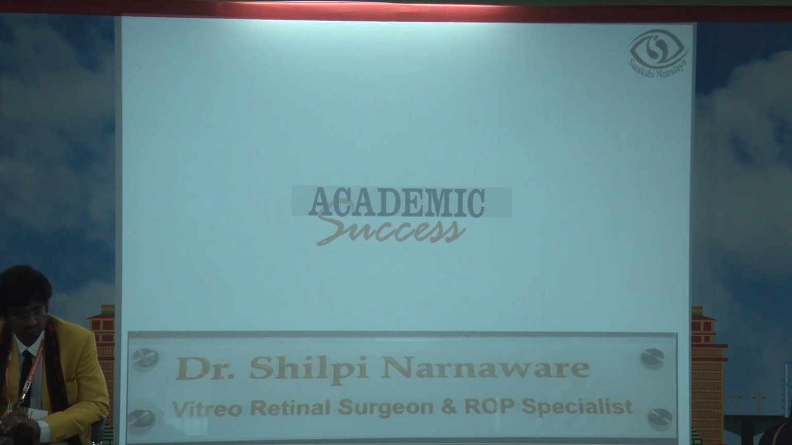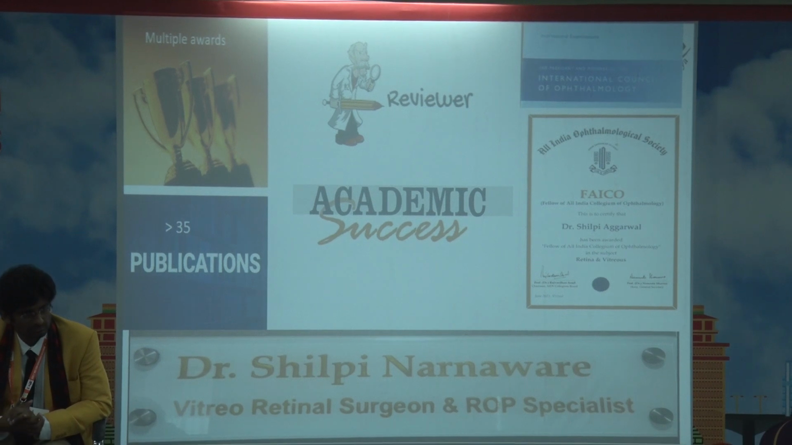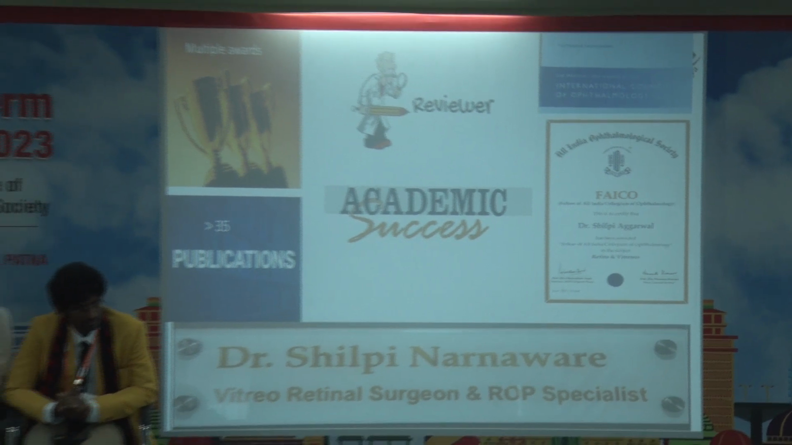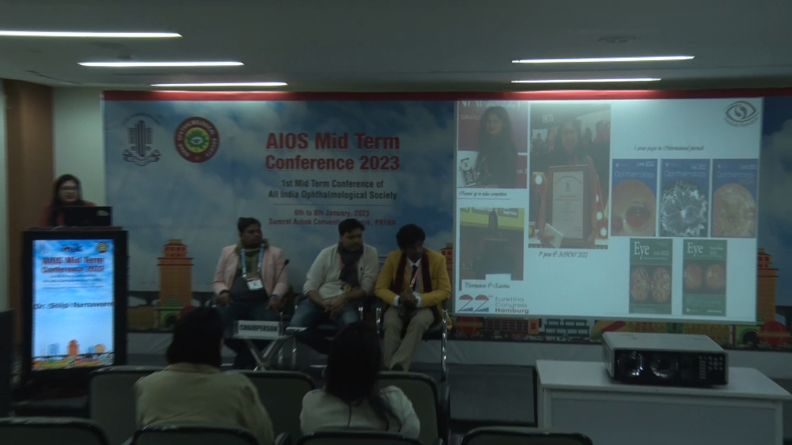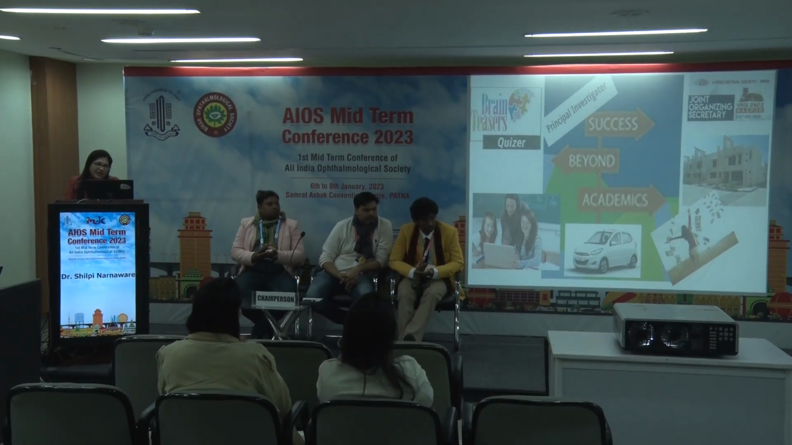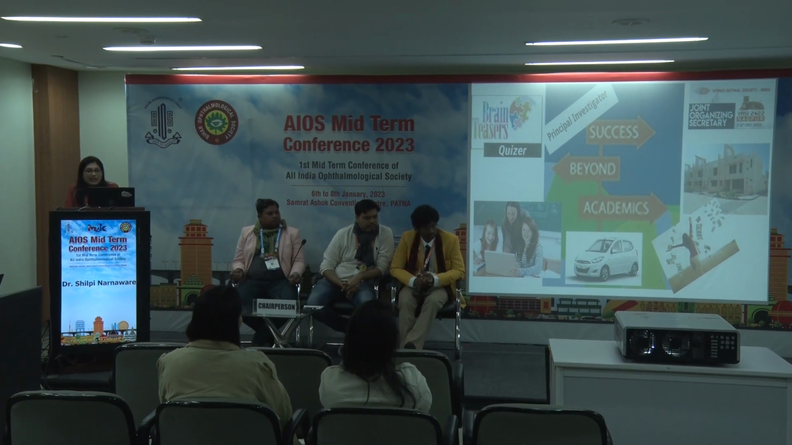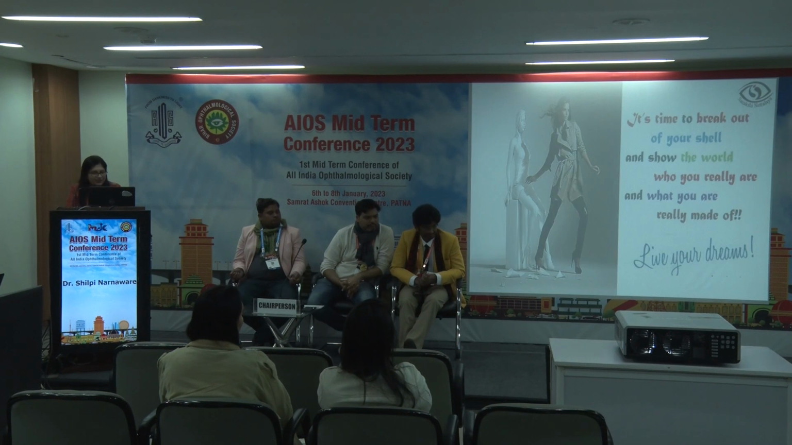I am a vitreoretinal surgeon and an ROP specialist with more than 35 publications, multiple awards with the degree of ICO and FICO, multiple awards and 5 cover pages in international journals. And beyond that, I'm a principal investigator, a quizzer. I'm financially independent. I own a house and a car and a joint organizing secretary of the VRSI.